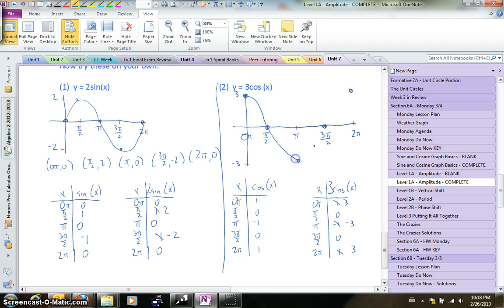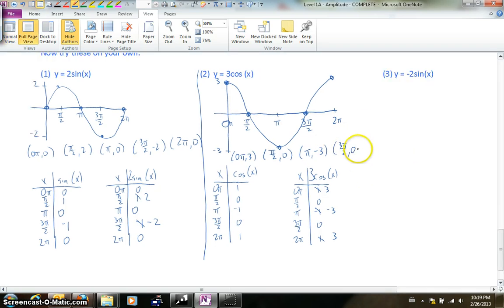Try to use your nice smooth curve. I draw a quarter at a time, and understand it would go past that, but all I'm going to want for the most part is going to be the points in the first cycle, and so for this that would be 0 pi, 3, pi over 2, 0, pi, negative 3, 3 pi over 2, 0, and 2 pi, 3.